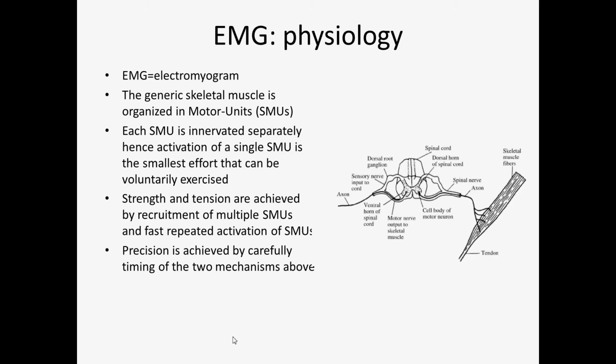As I told you at the beginning of this lecture, muscles are connected to the spinal cord through nerves, and muscles are organized in fibers, and they can contract along the direction of the fiber only. So a small number of fibers in each muscle is controlled by one single nerve or axon, and the complex formed by the axon and all the innervated fibers is called a motor unit.